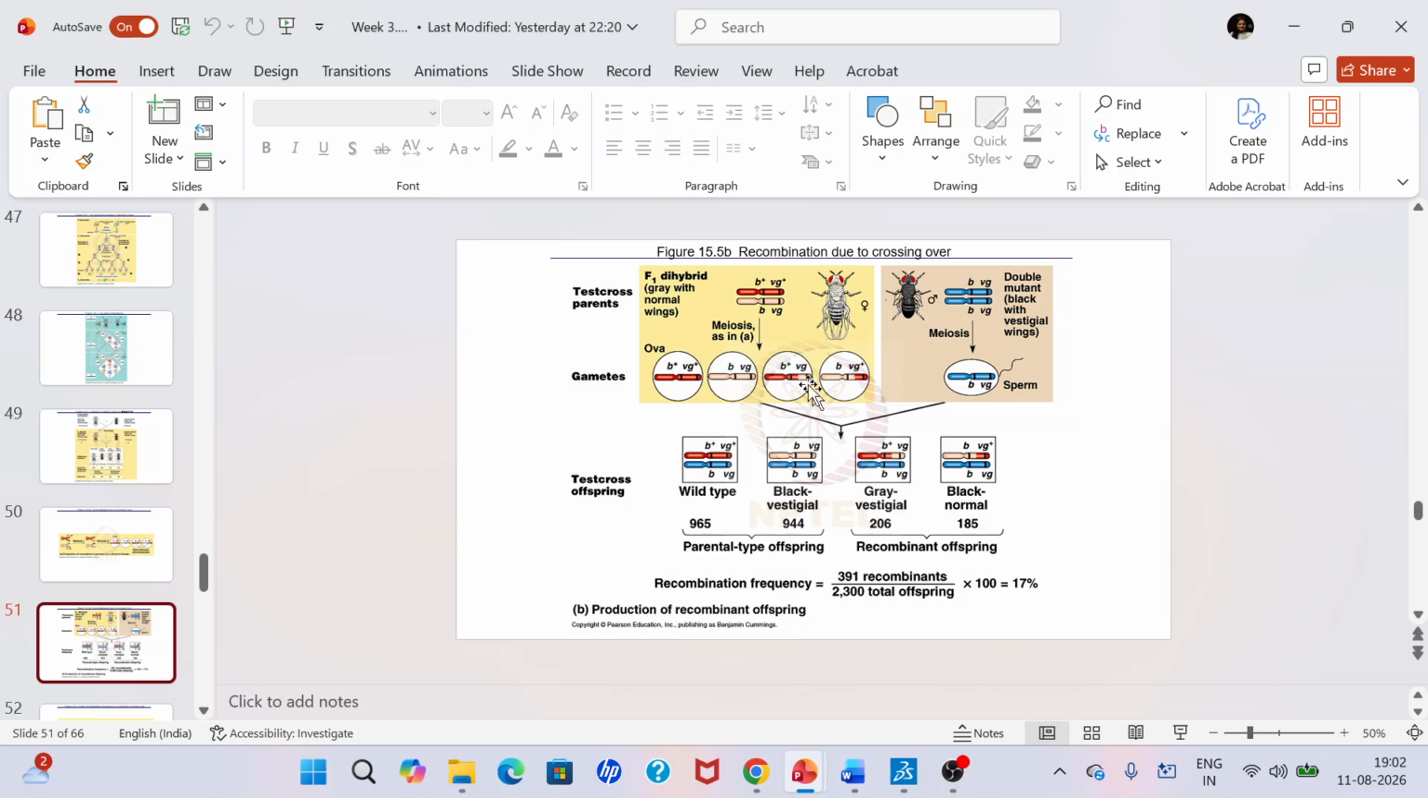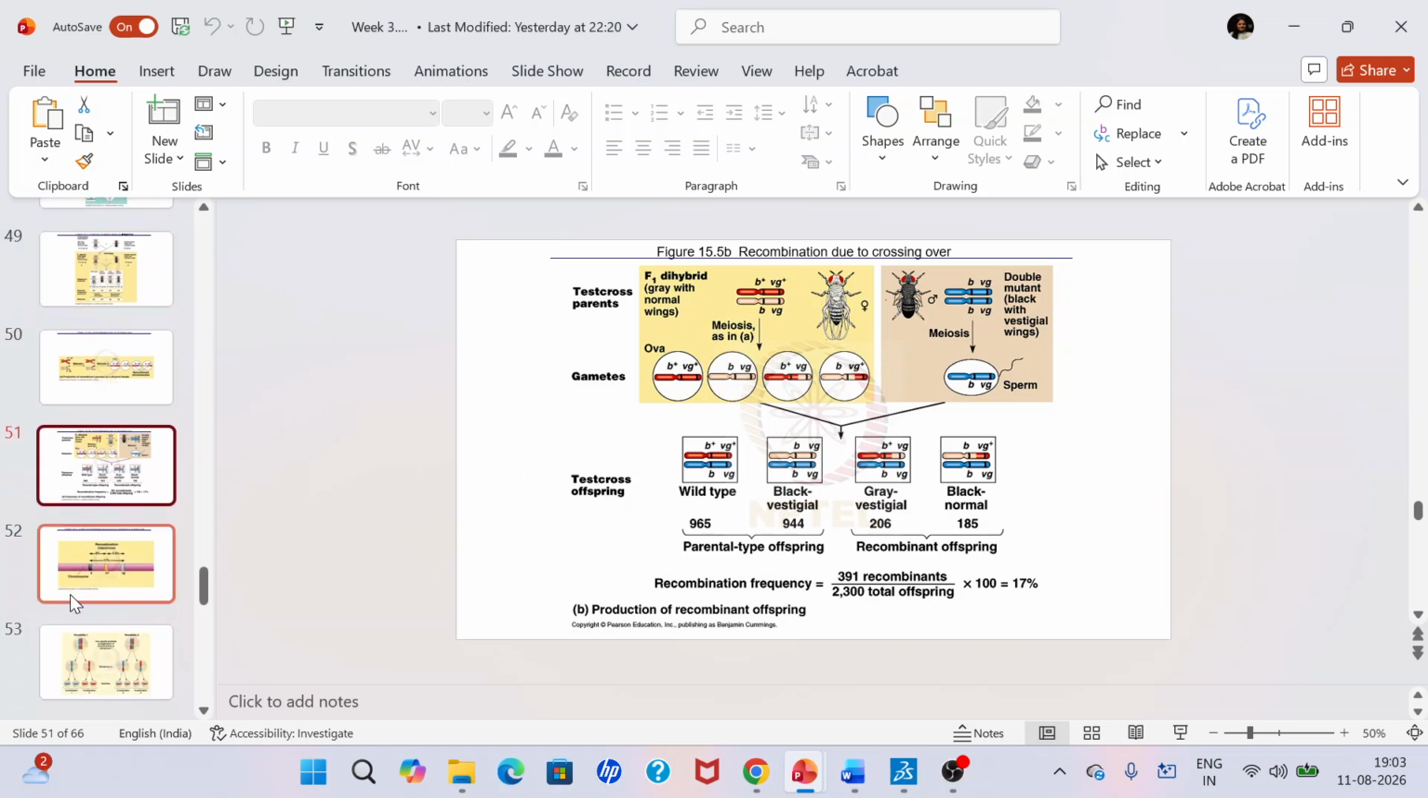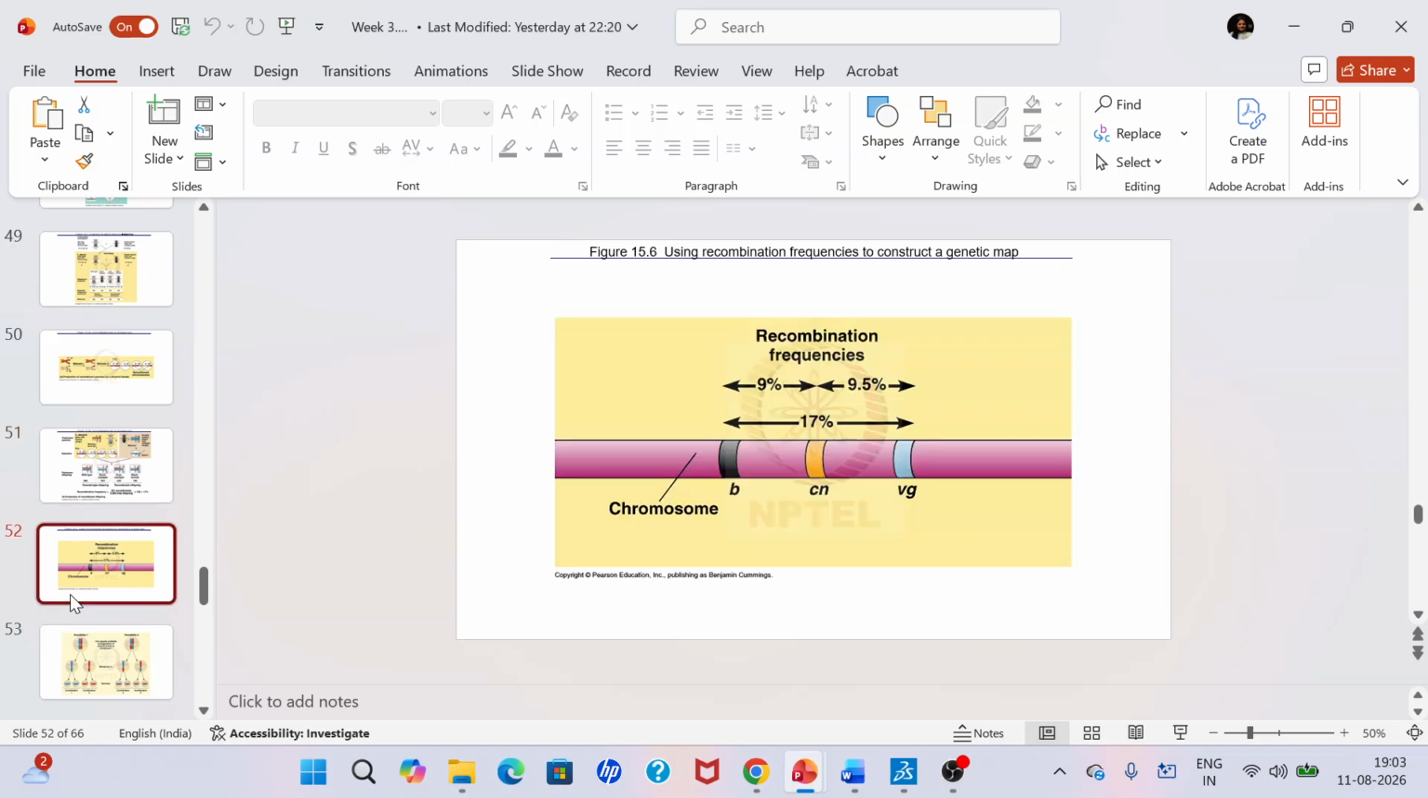A Drosophila female having this gray body with normal wings, and the male is a double mutant. It has both the recessive characters, black body with vestigial wings. Due to the crossing over, we got four types of combination: a wild type, a black vestigial type, a gray vestigial type, and a black normal type. So this was because of the crossing over. Otherwise, these were linked characters, and if the crossing over didn't happen, this wouldn't have happened.